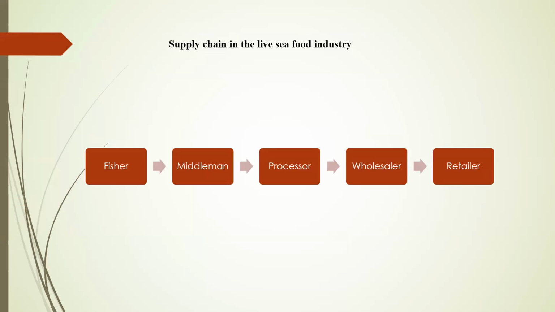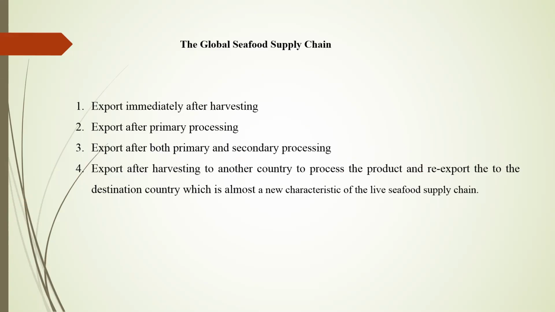However, informal seafood markets supply chains consist of a combination of mid-chain players like aggregators or distributors who transform, package, and transport products from the start point to the final sell. There are four possible ways to export the product in this industry. They can export immediately after harvesting, after primary processing, after both primary and secondary processing, and they can export after harvesting to another country to process the product and re-export to the destination country, which is almost a new characteristic of the live seafood supply chain.